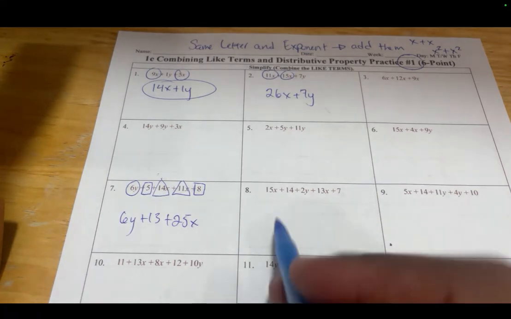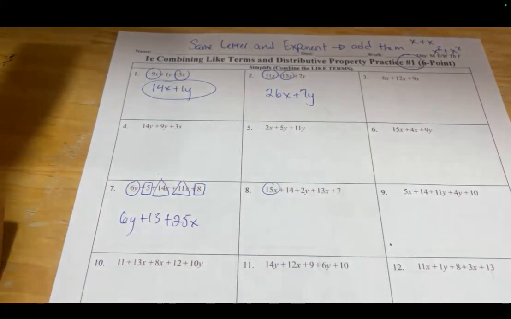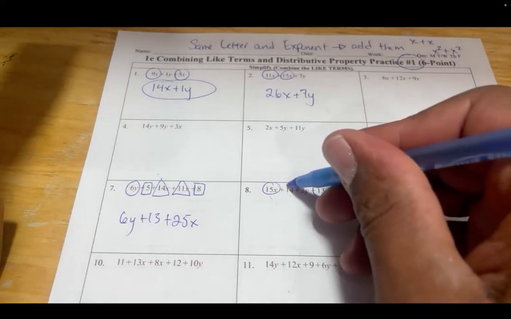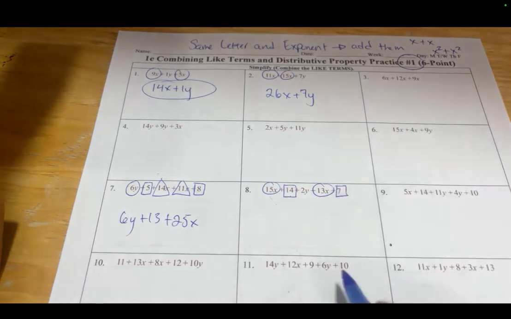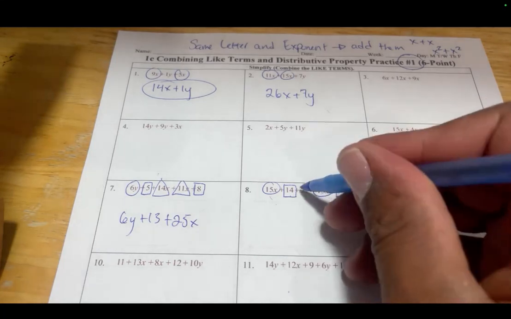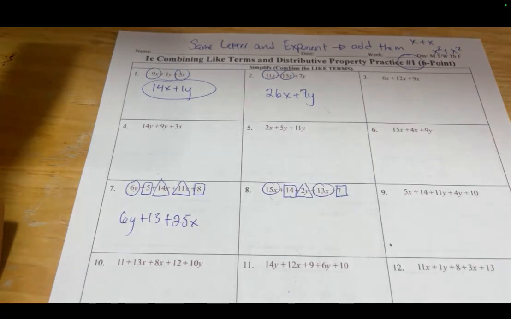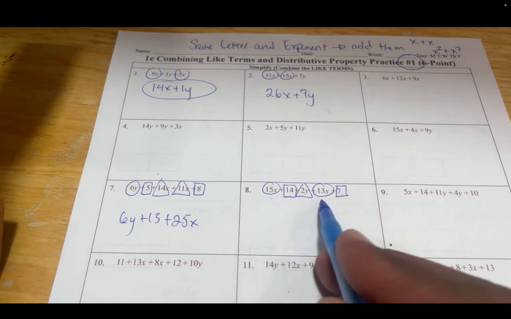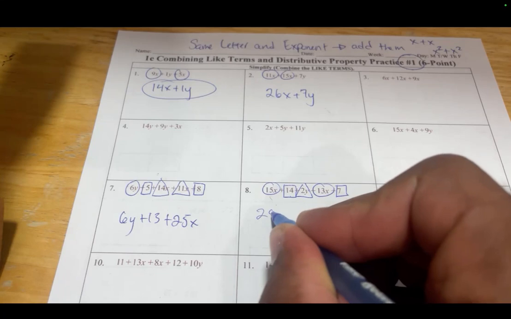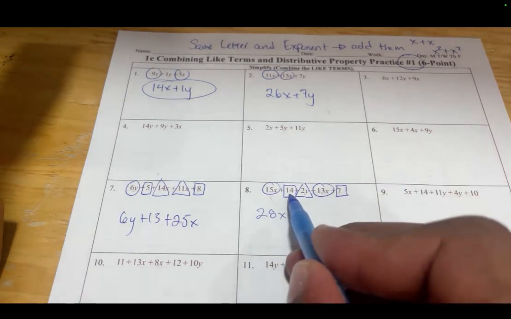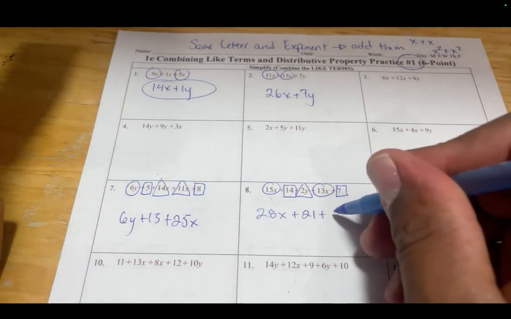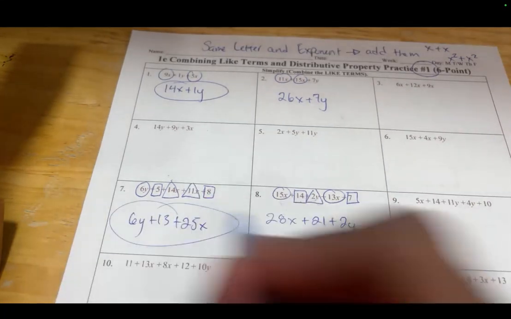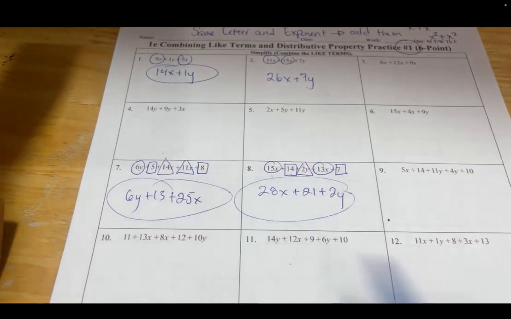Now let's see. Here, I've got 15x and I also have 13x. Those go together. 14 goes with 7 because they both don't have x. And then the last one is a y by itself, so I won't add that one. Let's start with the x. 15x plus 13x, we add those. 28x. Then 14 plus 7, that's 21. And then we just bring down the 2y. And then we're done. So pretty much for these 6 problems, that's all we're doing there.